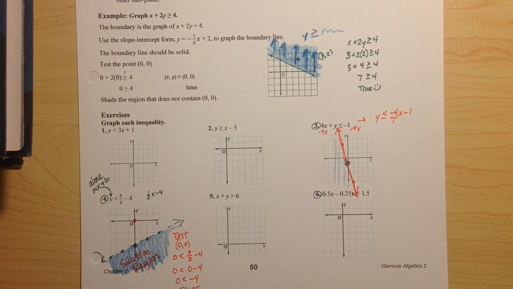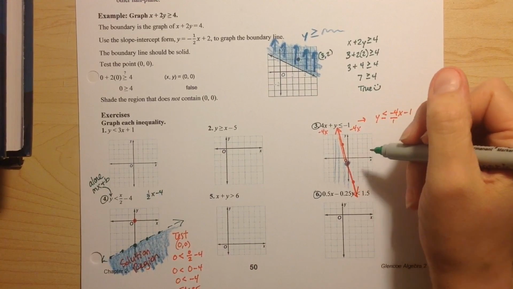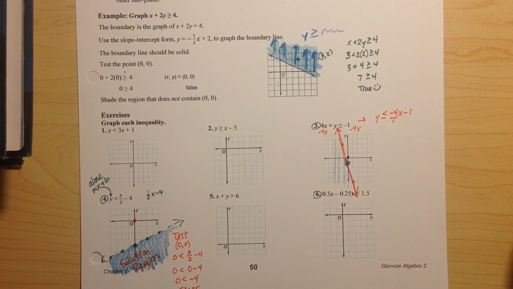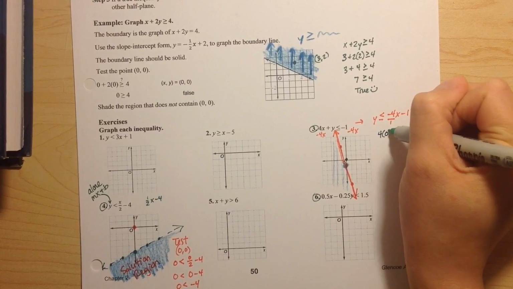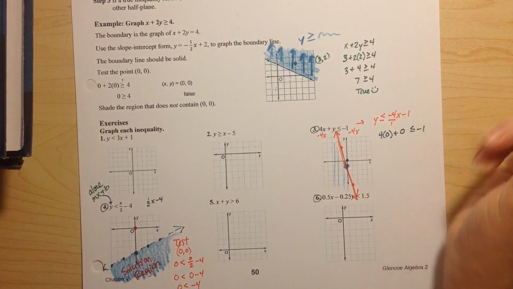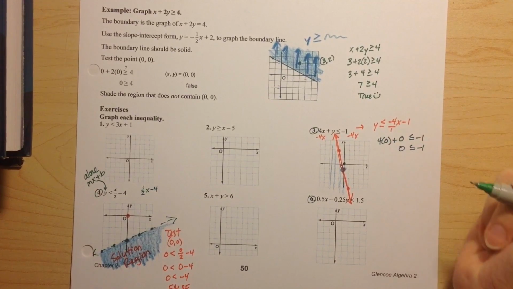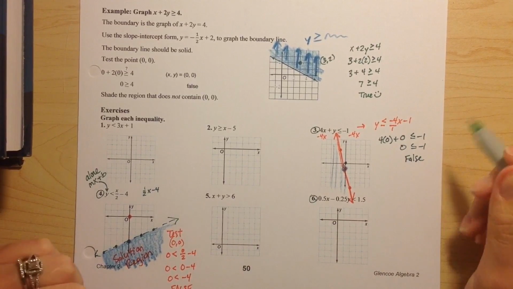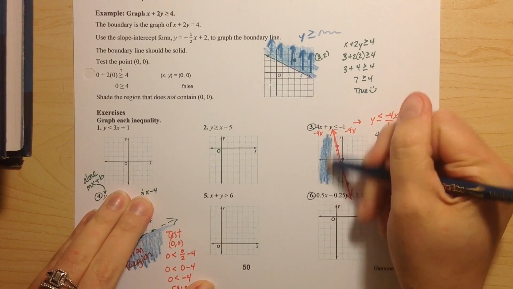I'm going to pick a test point just to be safe. So let's test 0, 0. Again, I'm thinking it's on the wrong side, and that's fine. But 0, 0 is nice to test if you can. Just pick a point that you know is not on the boundary line. It cannot be on the boundary line. When I test 0, 0 in my original, 4 times 0 plus 0 is less than or equal to negative 1. Well, this whole side just equals 0. Is 0 less than negative 1? No, that's false, meaning that point was a bad point. So I don't want to shade that way. I want to shade the other way, which is all over here.